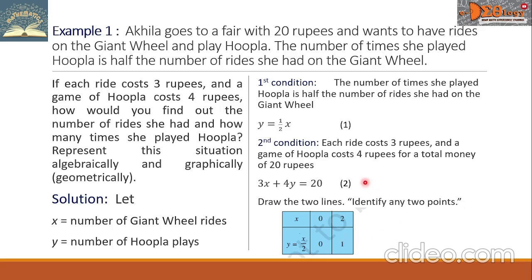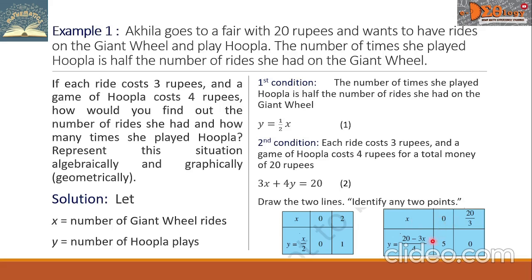Let's go to the second equation. This is our table for the second equation. The first row is for the x, second row for the y. For the first row, we put here x. For the box here, we rearrange our equation 2 in such a way that the y variable is alone on the left side. So we have y equals 20 minus 3x over 4. Then we assign x value to be 0.